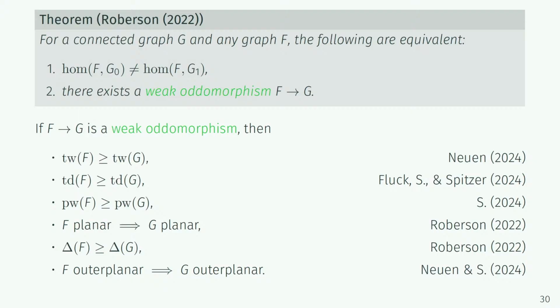So these are pretty remarkable homomorphisms. It's a homomorphism that preserves tree width, tree depth, path width, planarity, maximal degree, outer planarity, and all of these things. So this is an alternative pathway to proving homomorphism distinguishing closedness. Unfortunately, these weak automorphisms are also quite hard to work with. But that's maybe something to look into if you're interested in this.